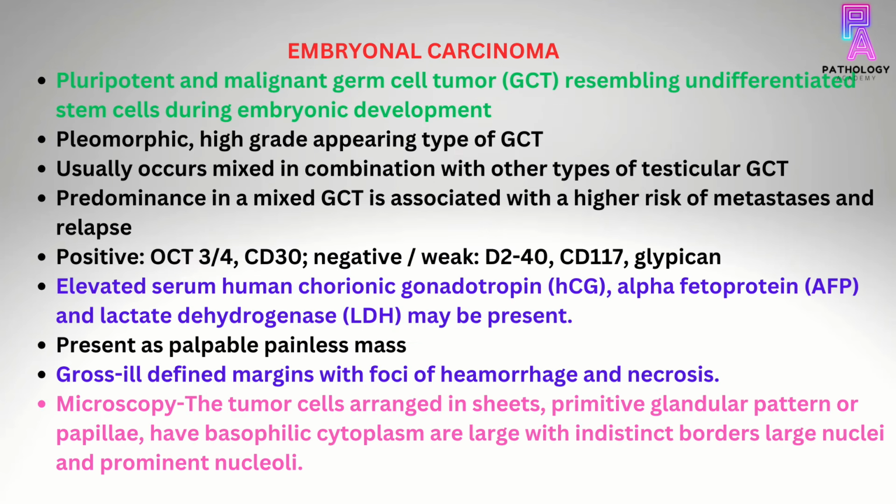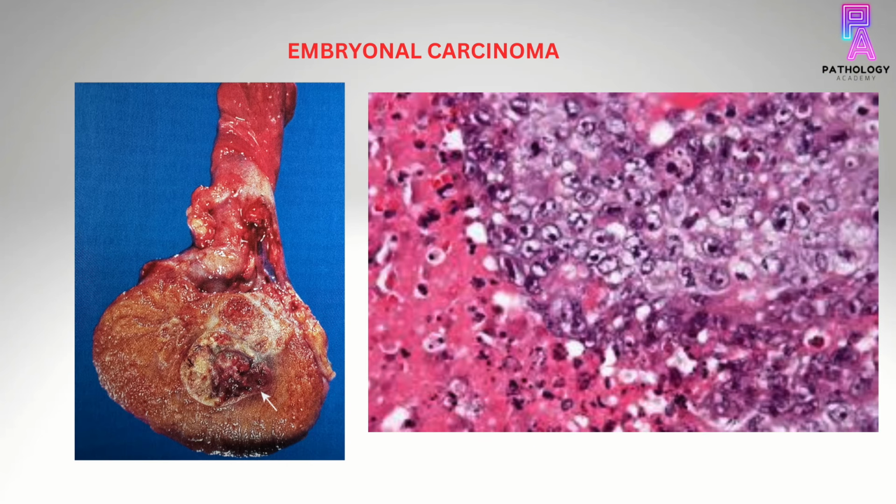Embryonal carcinomas are pluripotent and malignant germ cell tumors resembling undifferentiated stem cells during embryonic development. These tumors are pleomorphic and high grade. They usually occur in combination with other types of testicular germ cell tumors. They have generally elevated serum HCG, alpha-fetoprotein, and LDH levels. They present as a palpable painless mass, and their margins grossly are ill-defined with foci of hemorrhage and necrosis.